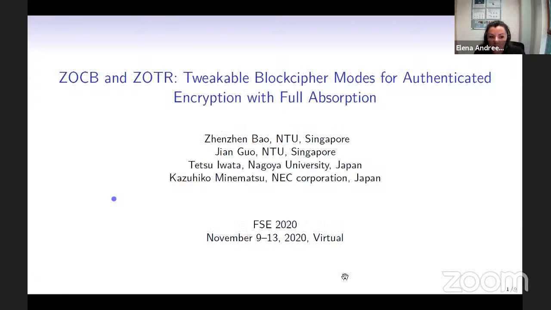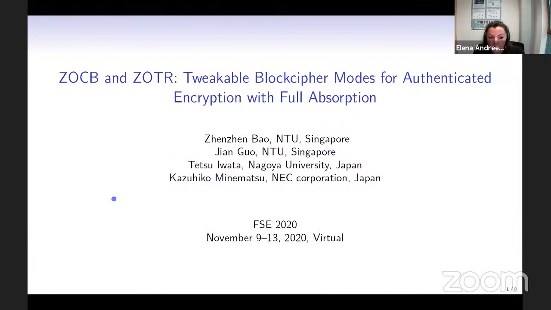Hello, everybody. So today is the second day of FSE 2020, and we are kicking off with the first session on authenticated encryption. And today with me, I'm Elena Andreeva, are Joan Daemen and Florian Mendel. So the first talk is called ZOCB and ZOTR: tweakable block cipher modes for authenticated encryption with full absorption, and it's going to be presented by Tetsu.